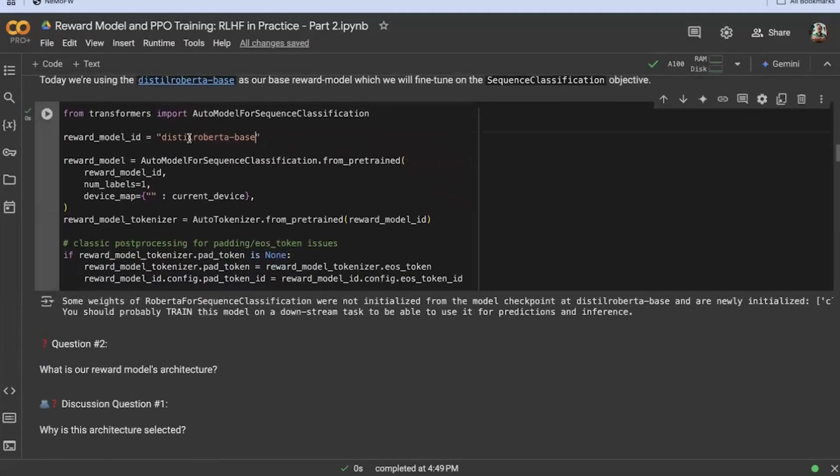So what we're going to do is build off a distilled Roberta base, which is a distilled version of Roberta, which is an extension of a BERT model. And the base just means it's the base version of the model. We're going to use a new auto model class. So this is auto model for sequence classification.